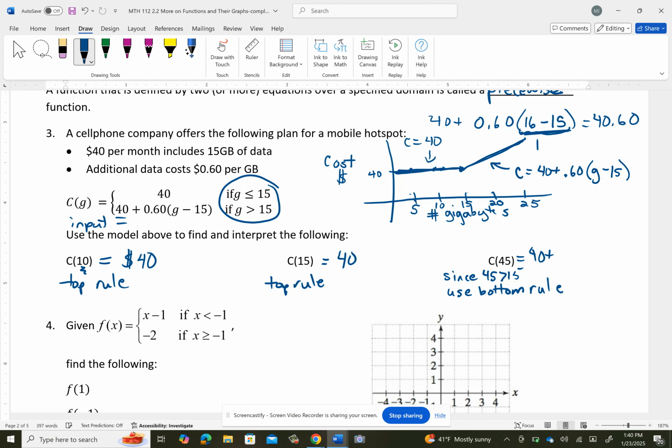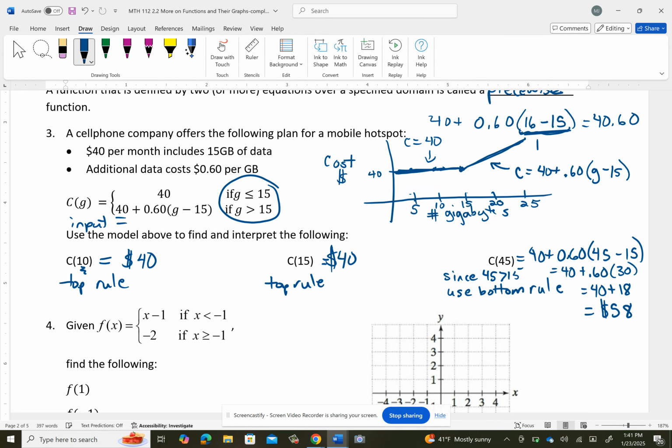So I'm going to take 40, take 60 cents, and when I do 45 minus 15, I'm finding out how many additional gigabytes of data. So that's going to be 40 plus 60 cents times 30 additional gigabytes. So that'll be 40 plus 18, which is $58, where these two were less than or equal to 15, so they were $40.